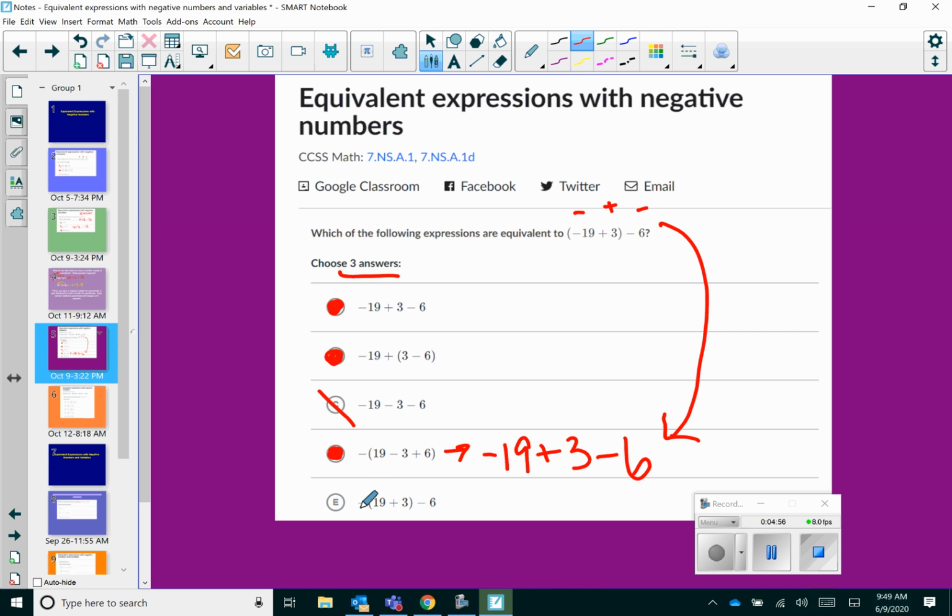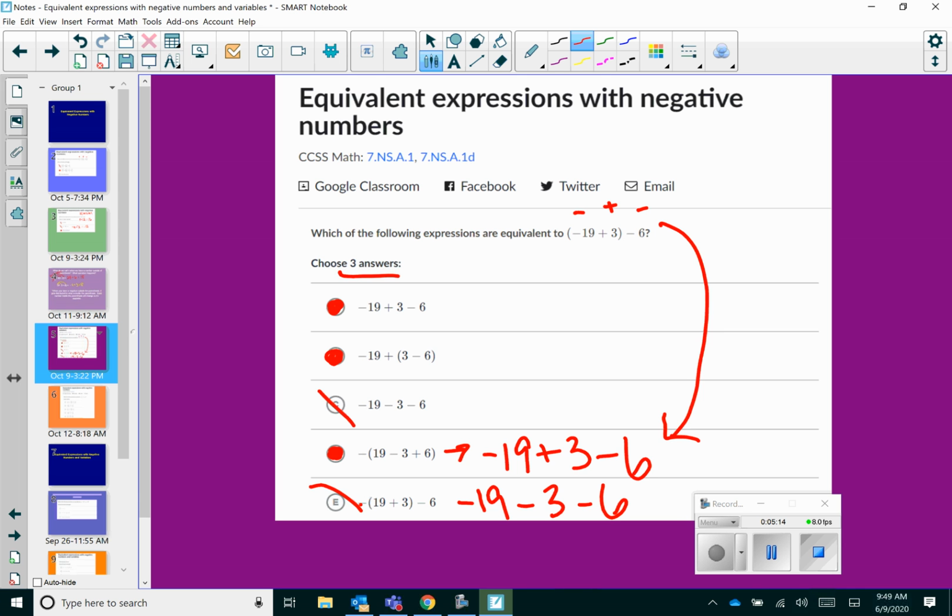Let's just finish up with E because again, you've got that negative on the outside of your parentheses. So we need to distribute that. So that means my 19 becomes a negative, my 3 becomes a negative, and my 6 stays a negative because that's on the outside, which clearly is not what we're looking for.